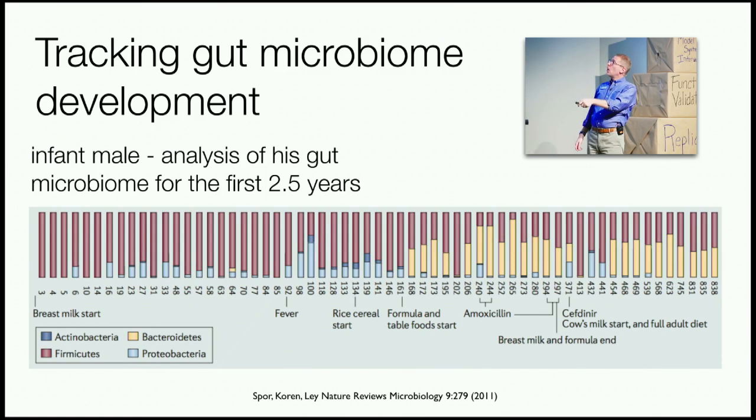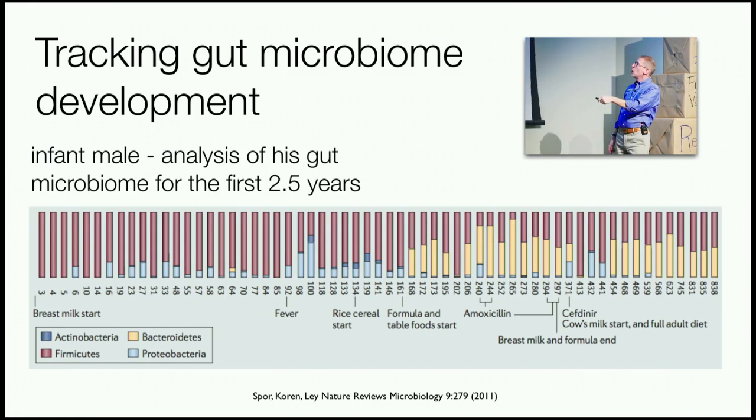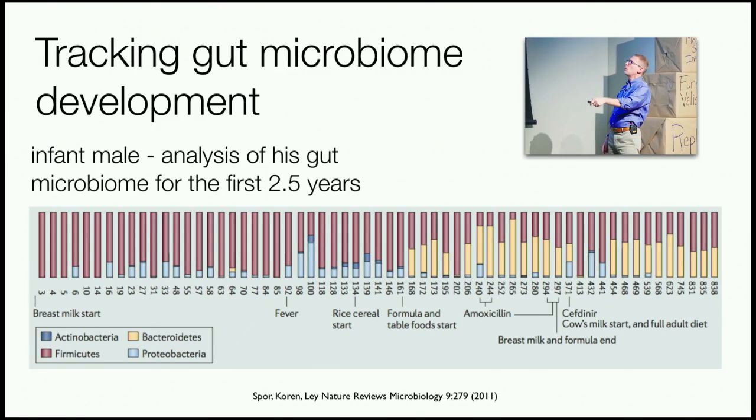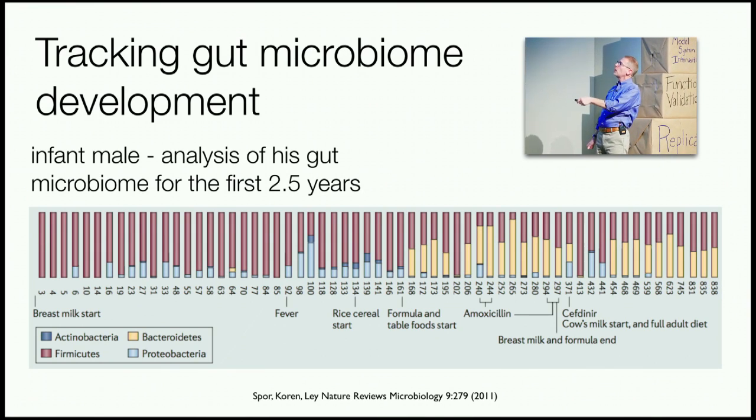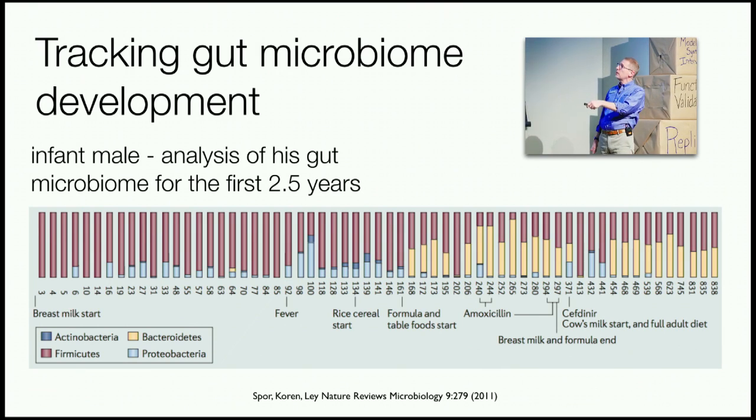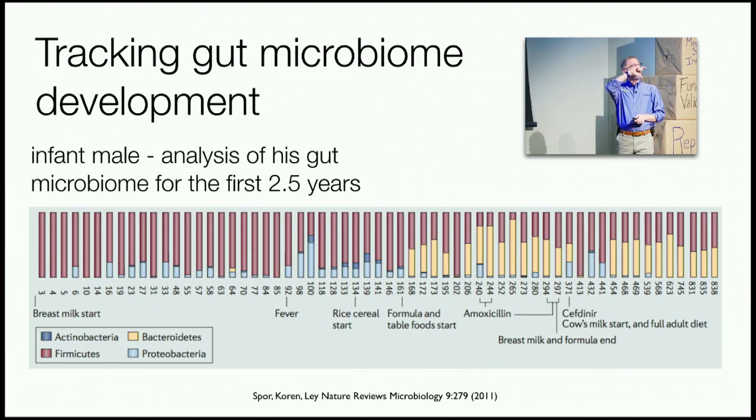So you can see we don't have a whole lot of diversity early on. This is a baby that was started on breast milk, moved to rice cereal, and then formula and table food start, and we begin to see more diversity show up. We also see that this baby, right in this window, 92 to 100 days, had a fever and got sick, had a bacterial infection, and you see the rise of some of those fever-causing types of bacteria.